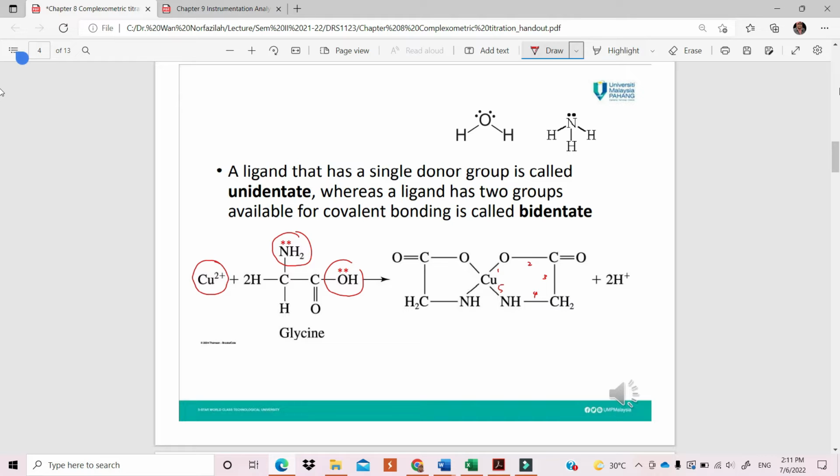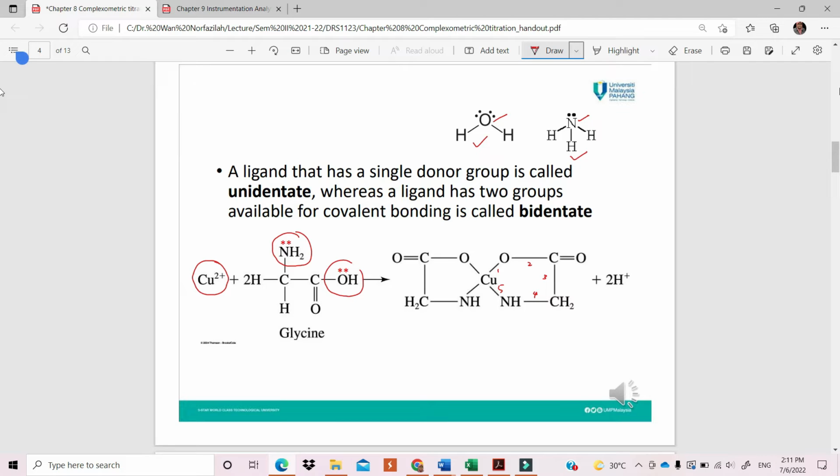Okay, a ligand that has a single donor group is called unidentate. Okay, for example, water and ammonia. Water H2O and NH3. They only have 1 single group. Okay, kat sini 1 je oksigen je yang boleh buat forming bonding with the metal ions. Kalau untuk ammonia, nitrogen sahaja yang boleh forming bonding. So this single donor group, we call it as unidentate.